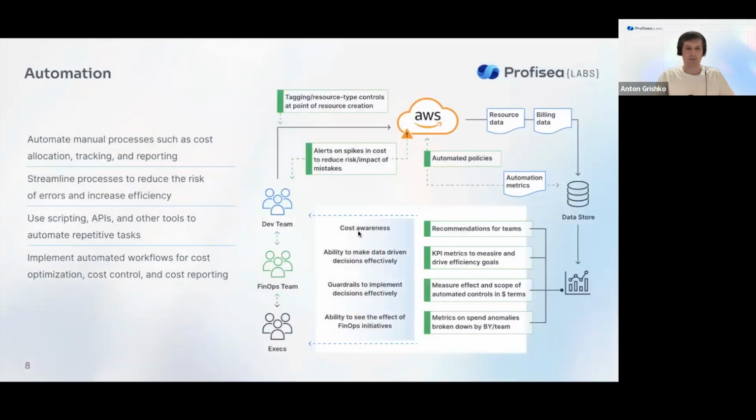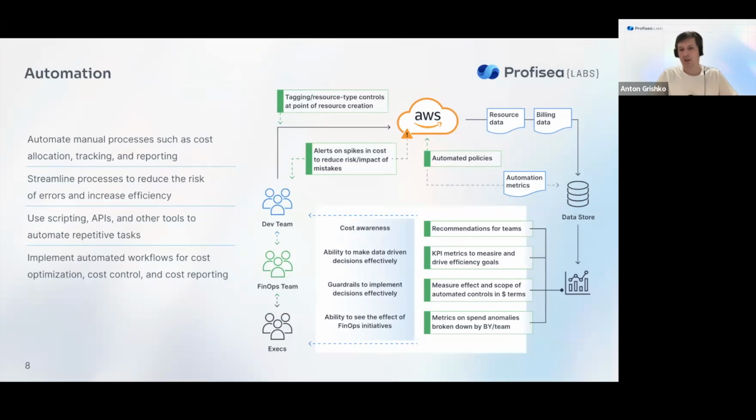Moving next, automation. I already mentioned a little bit in a previous slide about CI/CD and, for example, Terraform, and adding to Terraform the information about how much the cost will be increased or decreased based on the changes that you made inside the Terraform code.